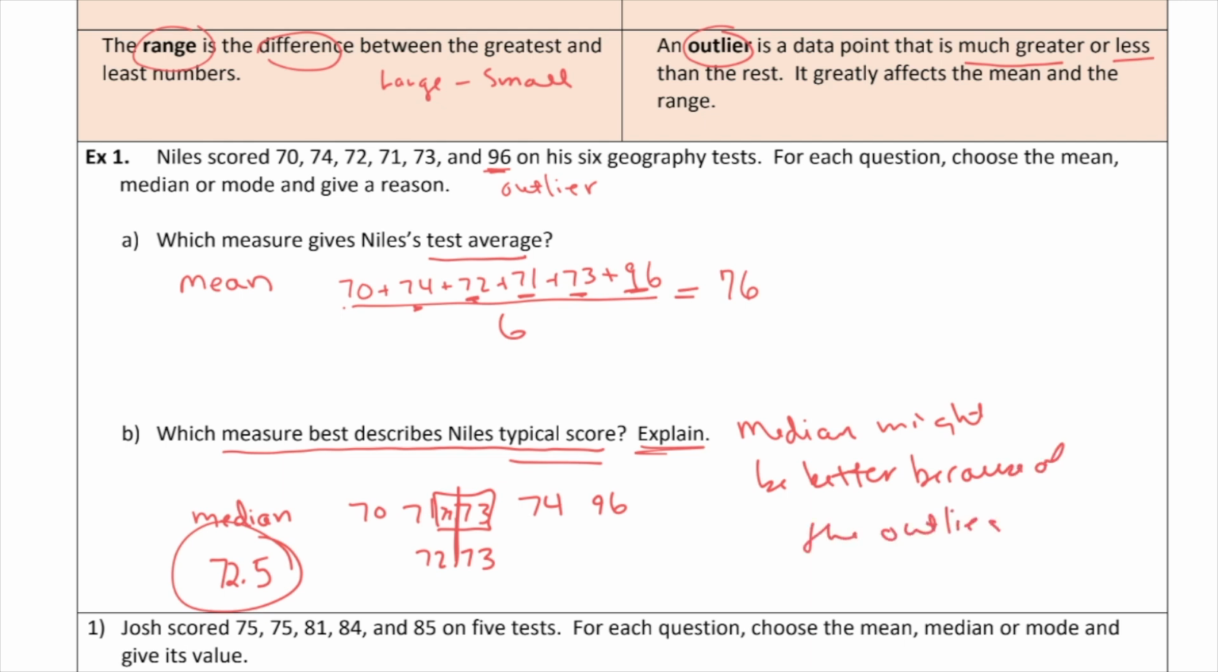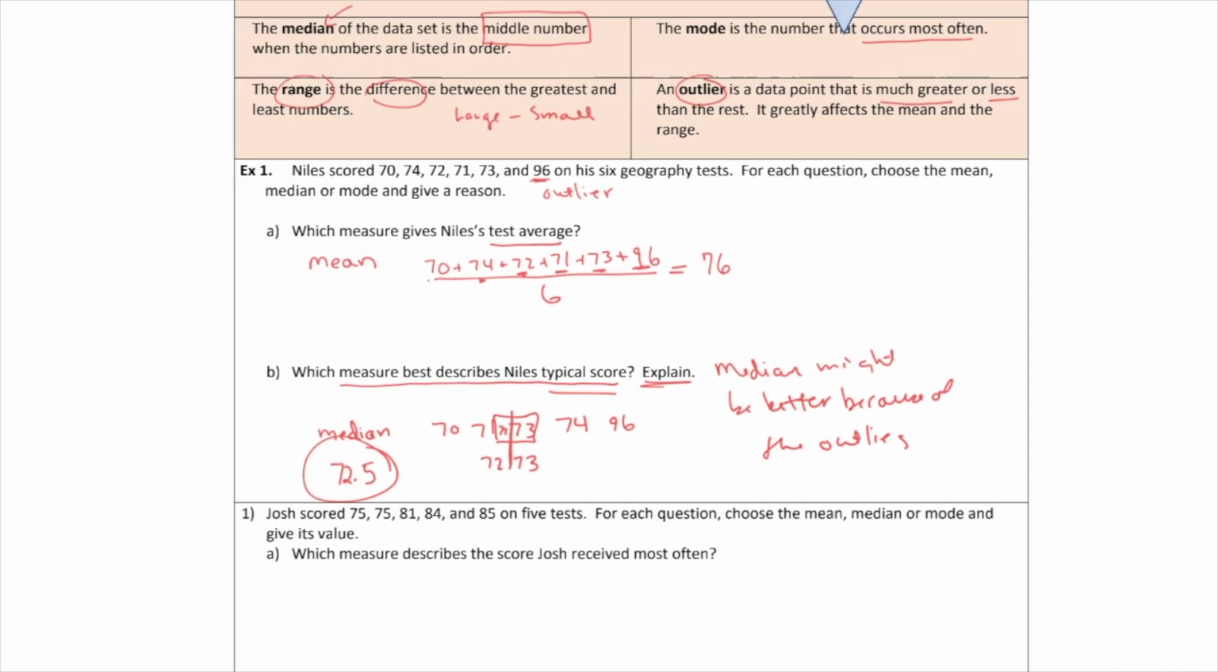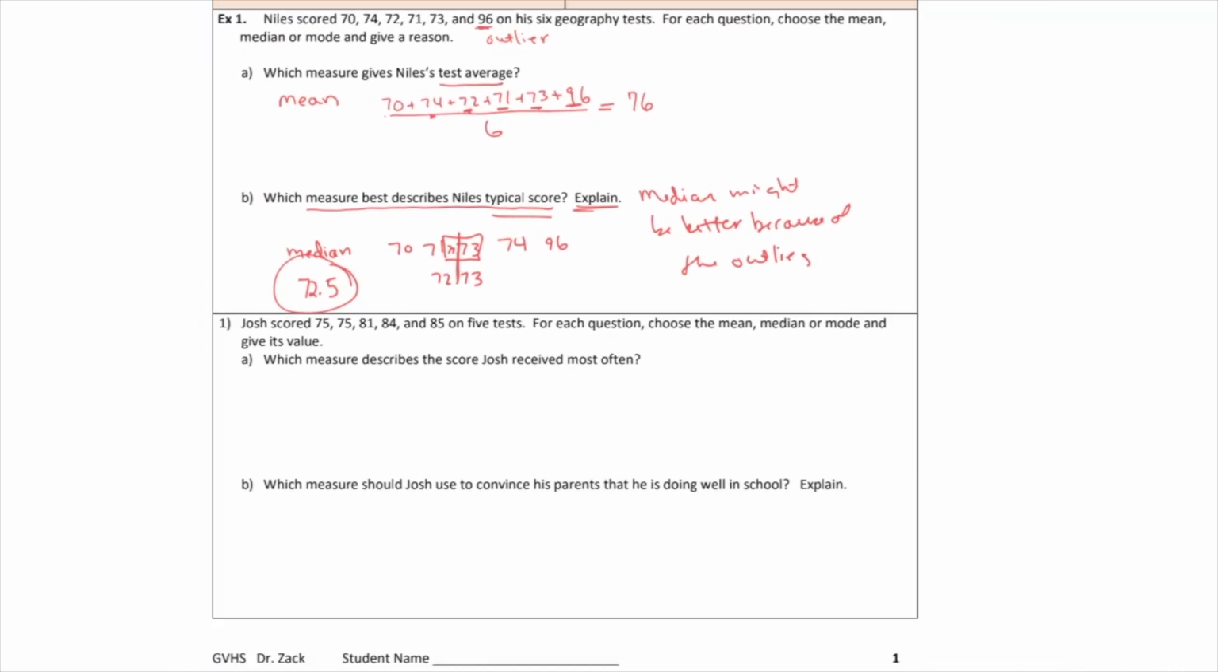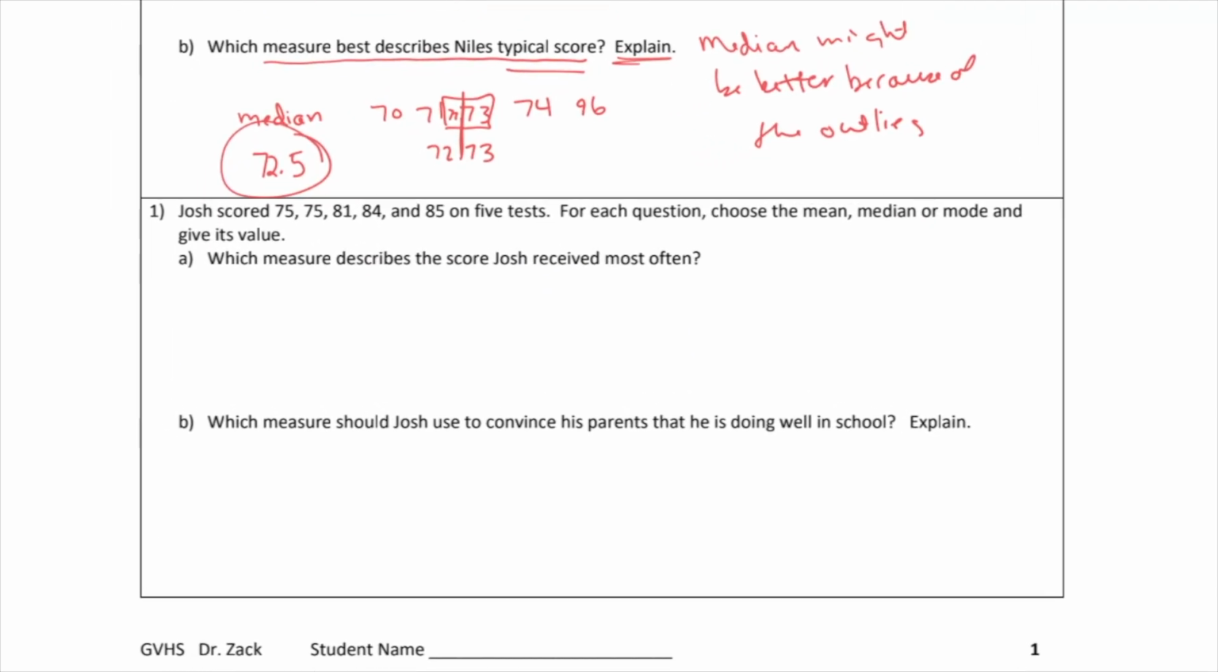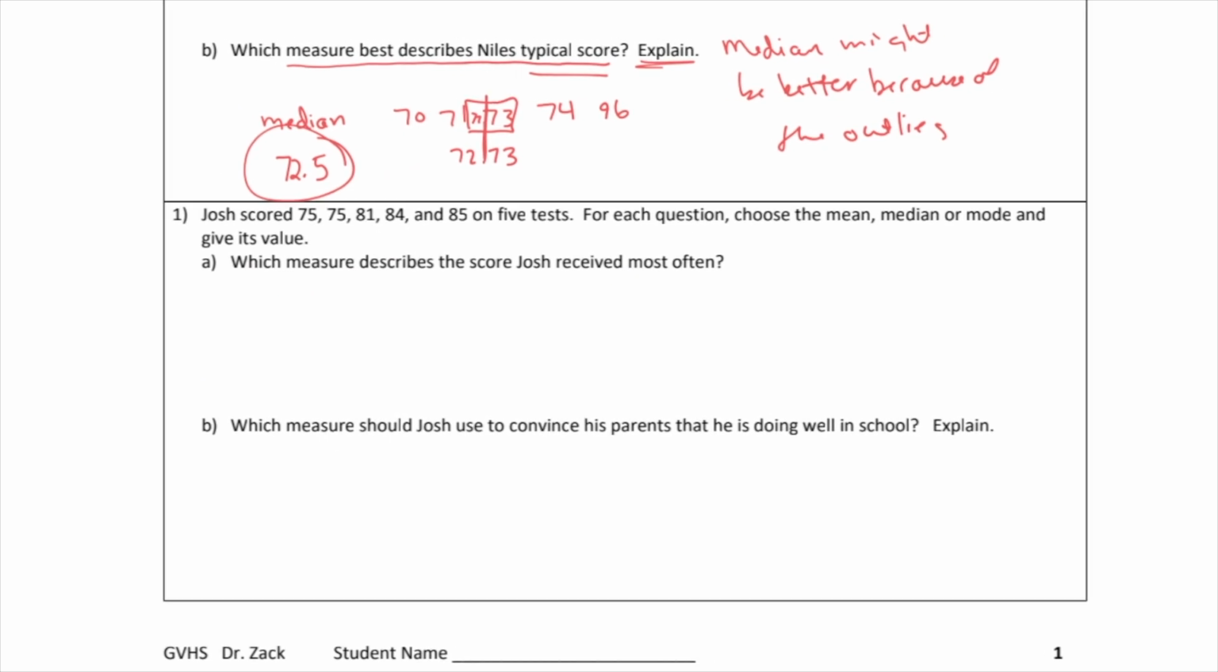So the idea here, instead of just doing what you are told, you're going to think about our central tendencies and which central tendency would be best to describe what's happening in our data. So question A, number 1, you're going to find a measure that describes the score Josh received most often. So make sure you answer the questions carefully. Then which measure should Josh use to convince his parents that he's doing well in school? And make certain that you explain your answer. So work on question number 1 on the next page.